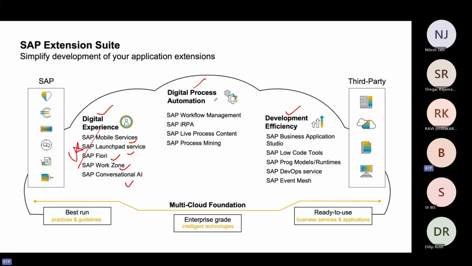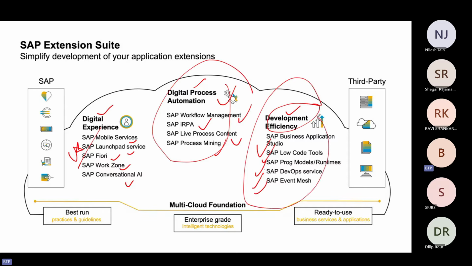UX, UI. Digital process automation covers the automation aspect, like workflow management, iRPA, Live Process Content, and process management. These are used to automate all your business processes in BTP. And development efficiency covers business application studio, low code tools, programming models, DevOps, and event mesh. This helps you achieve development efficiency, like how you can develop your application and what framework you can use, and with this you make sure that your whole process works perfectly fine.